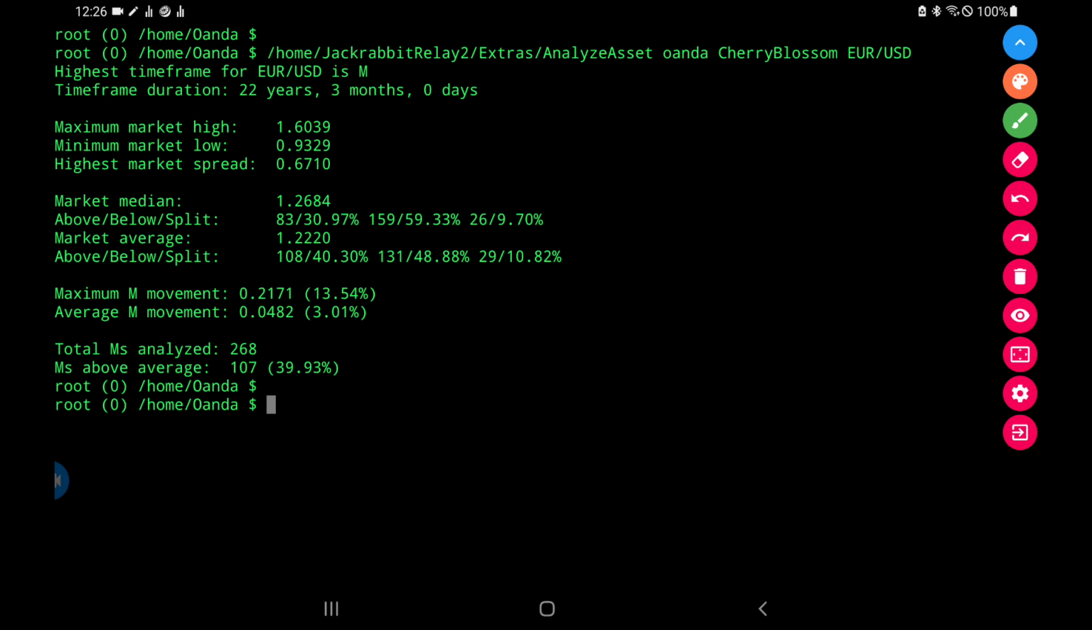That history starts with the market. Now this is an analysis of the Euro USD market. The highest time frame is monthly. And that is important because the duration we're studying is 22 years of data.